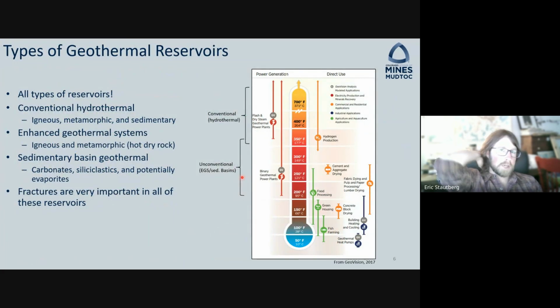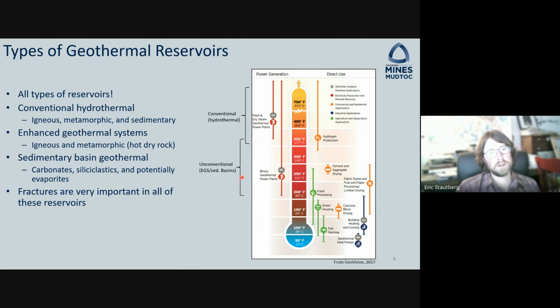So in terms of types of geothermal reservoirs, all types of reservoirs can be used for geothermal. In our conventional hydrothermal systems, they can be igneous, metamorphic, or sedimentary. When I was working oil and gas and coming into geothermal, I didn't think that the sedimentary rocks really fell into this conventional hydrothermal category, but some of the power plants in California that are these conventional hydrothermal systems actually produce steam from hot sandstones, which is interesting.